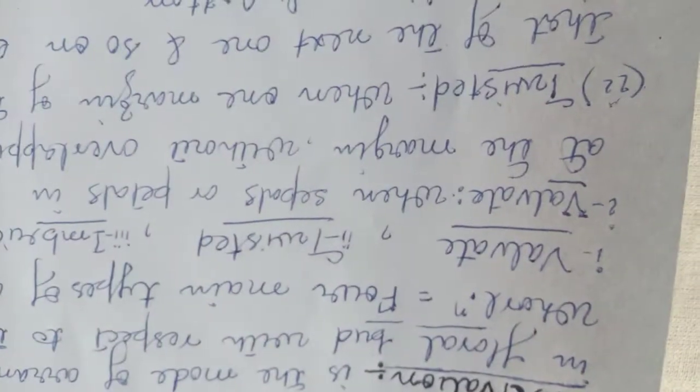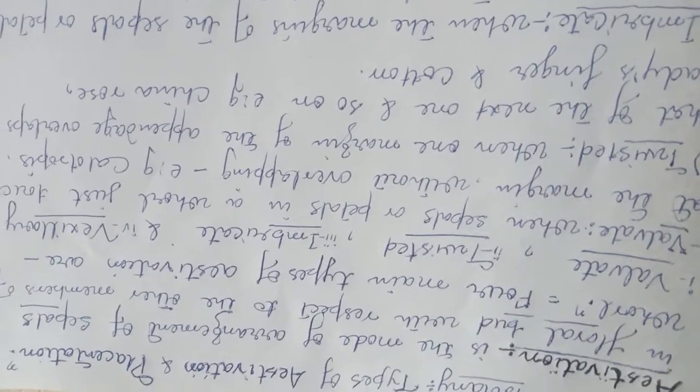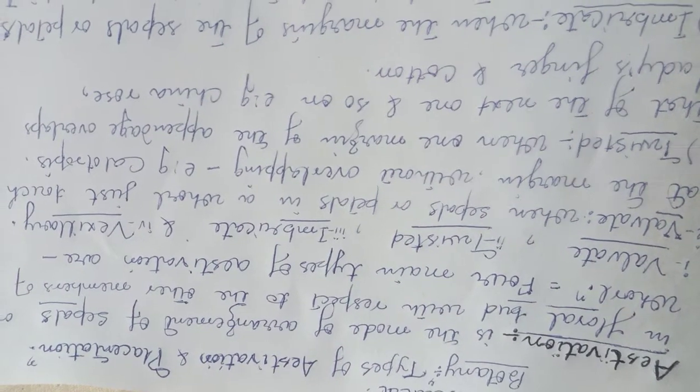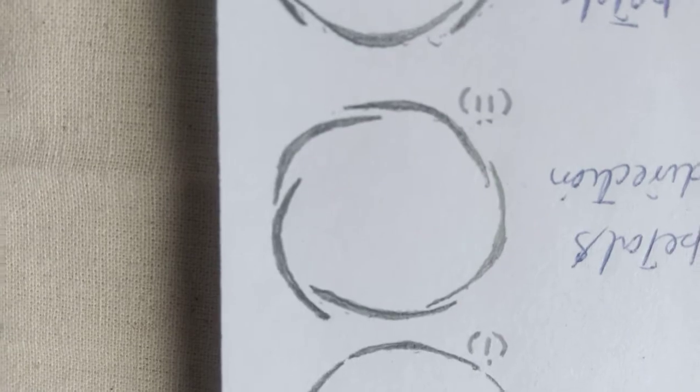Second one is the twisted. When one margin of the appendage overlaps that of the next one, and so on, as in China rose, lady's finger, and cotton. This is the second one.